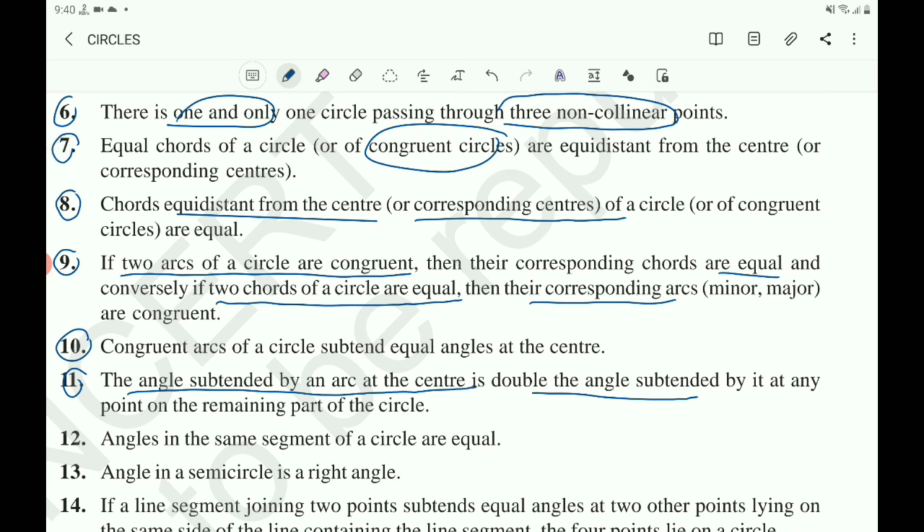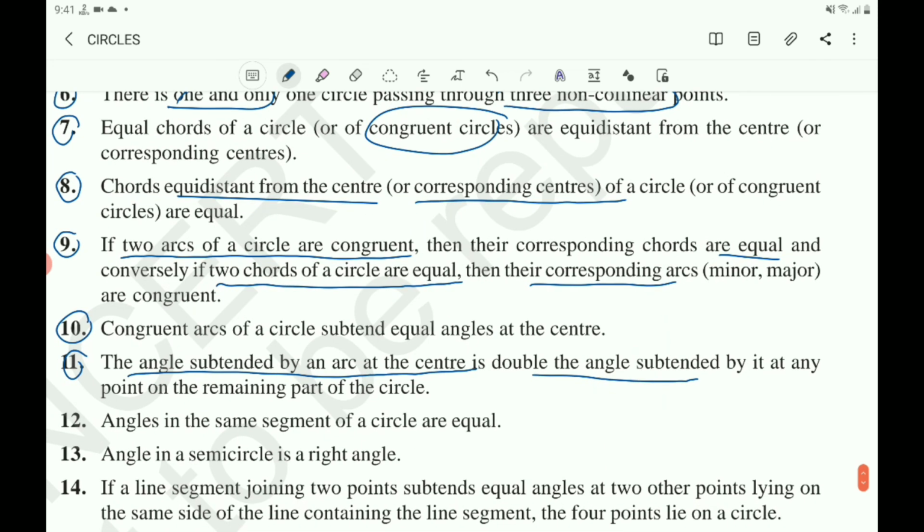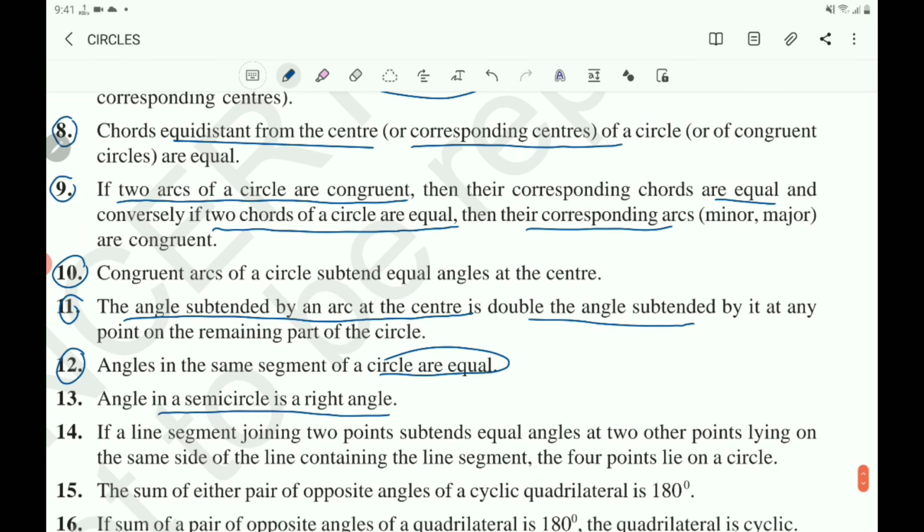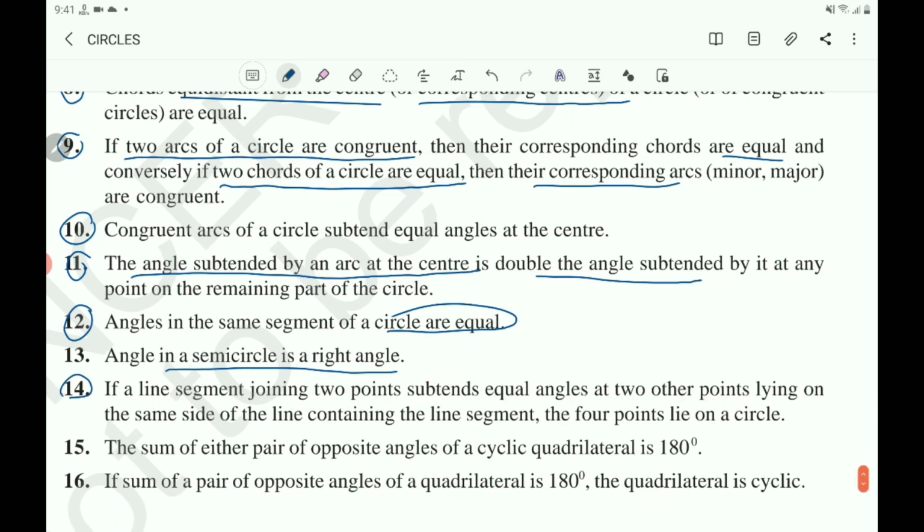The angle subtended by an arc at the center is double the angle subtended by it at any other point on the remaining part of the circle. Next is twelfth point. Angles in the same segment of a circle are equal, and the angle in a semicircle is a right angle. In the fourteenth point, if a line segment joining two points subtends equal angles at two other points lying on the same side of the line containing the line segment, the four points lie on a circle.